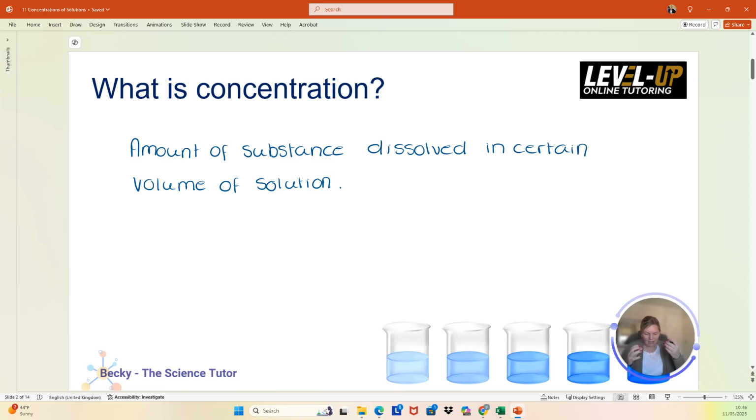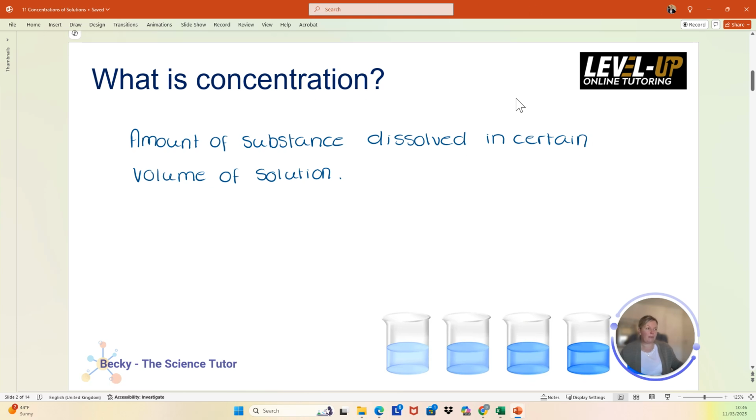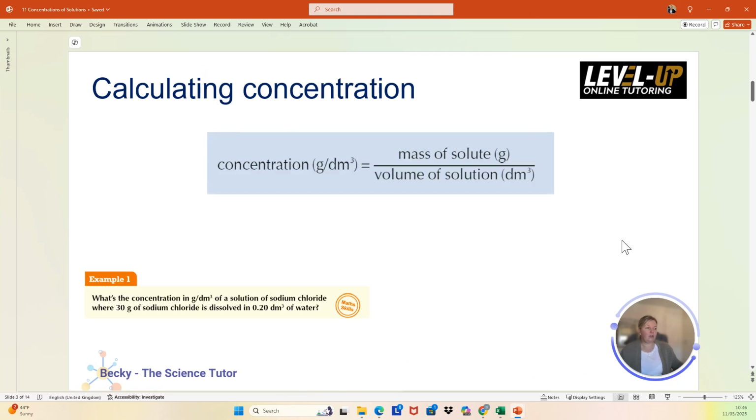Now what we're going to have a look at is how we calculate concentration in terms of the mass of the solute, so how much in grams we have, and the volume of solution. Here we've got calculating concentration. This is in grams per decimeter cubed.